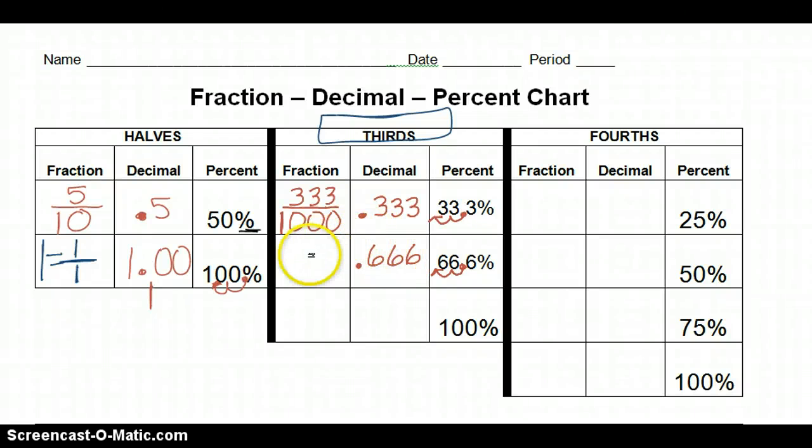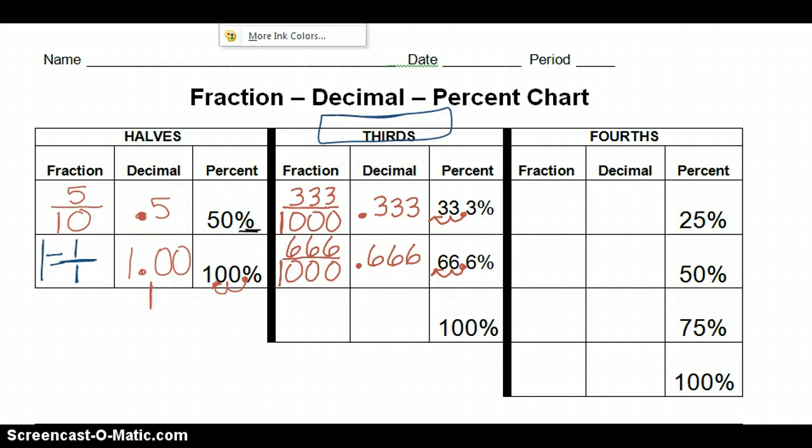So to make a decimal into a fraction, we draw our fraction line. All numbers go on top. 6 gets a buddy. 6 gets a buddy. 6 gets a buddy. That decimal turned into a 1.